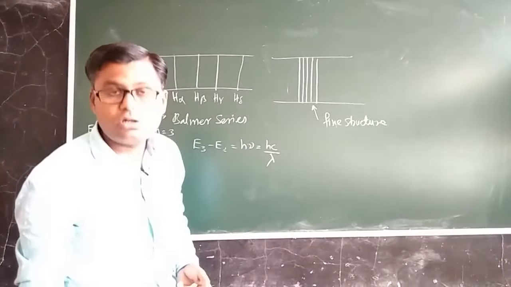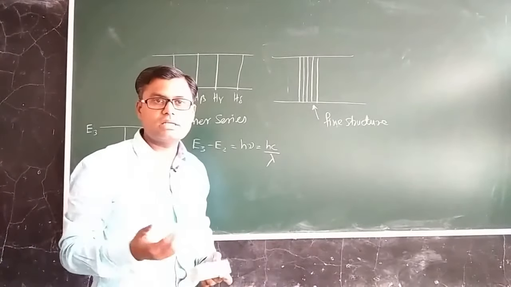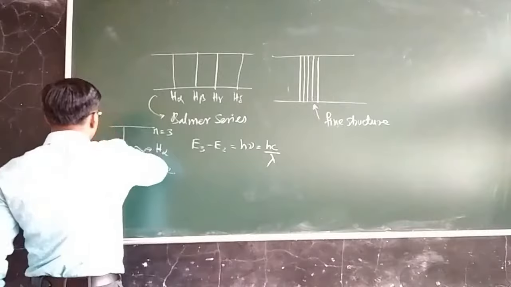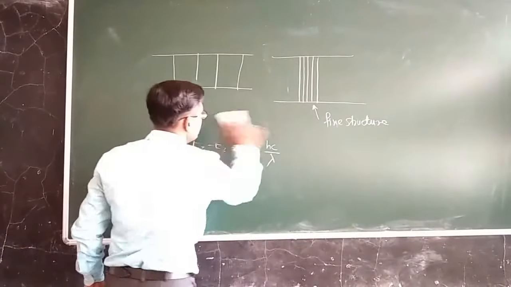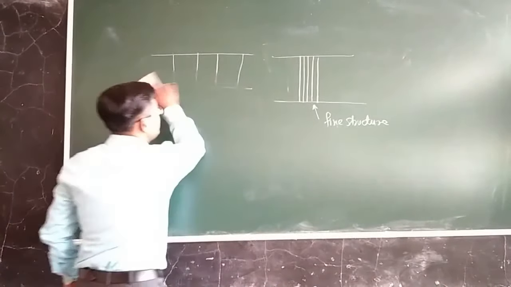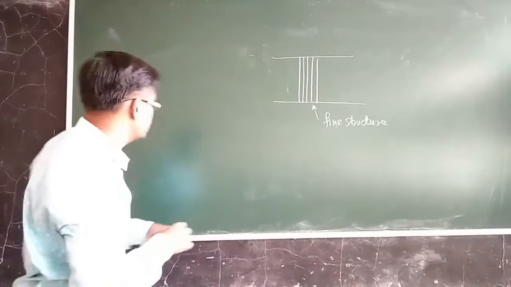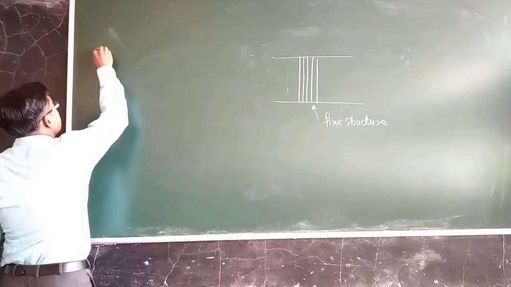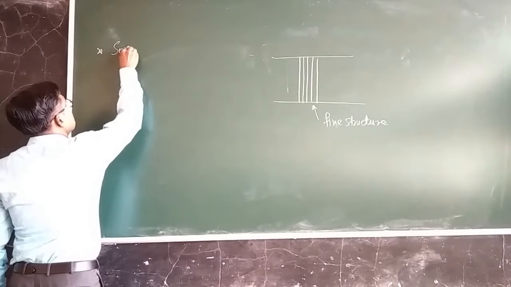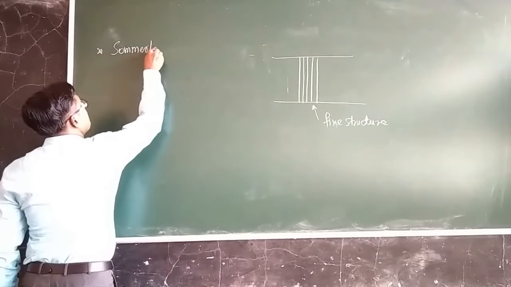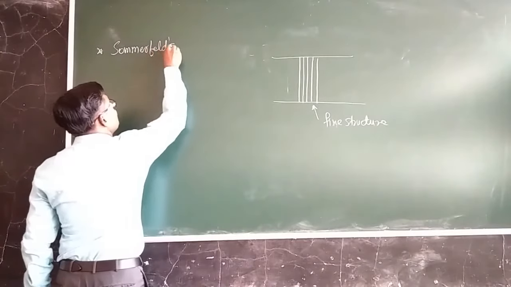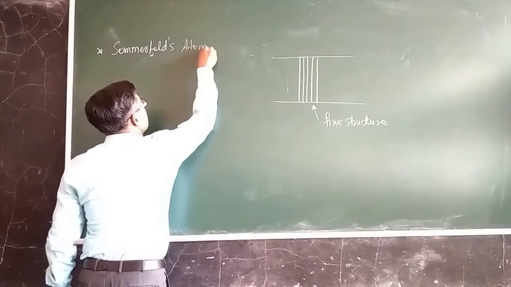But science does not remain still, it goes further and further. So after Bohr, there was another scientist who came forward and put up a new atomic model to explain the fine structure, and the name of that scientist is Sommerfeld. So, Sommerfeld's atom model.